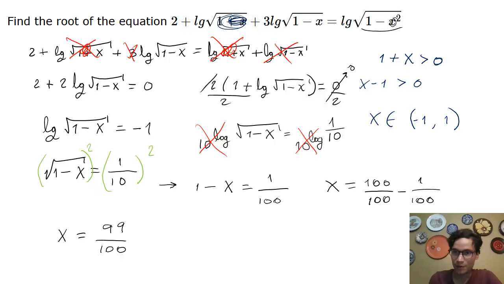But if we observe this domain and we observe that this value is a little bit less than 1, we can check that this x belongs to the domain and it's the solution of the problem. So this is certified and the problem is solved.